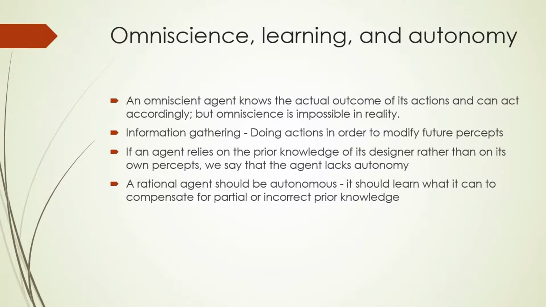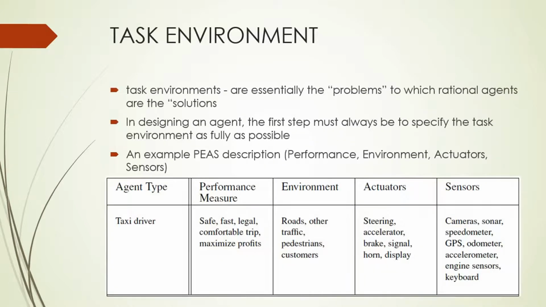For example, the designer might not be able to put in all the percepts, all the knowledge, but we want the agent to be able to learn, so that it compensates for the incorrect information that it has.